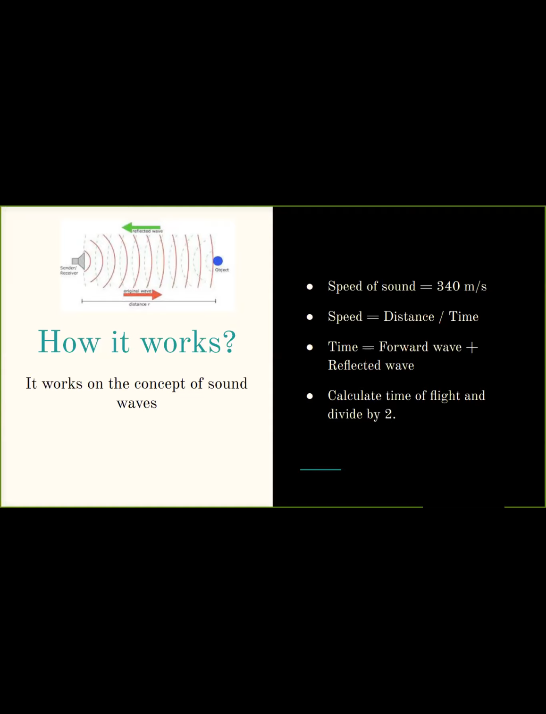R is equal to 340 into 5 divided by 2, since this 2 will go into the denominator's place. So I can evaluate my distance in this manner. So by using an ultrasonic sensor, I would be evaluating the distance. Now, what is the advantage of finding a distance between my transmitter and an object?